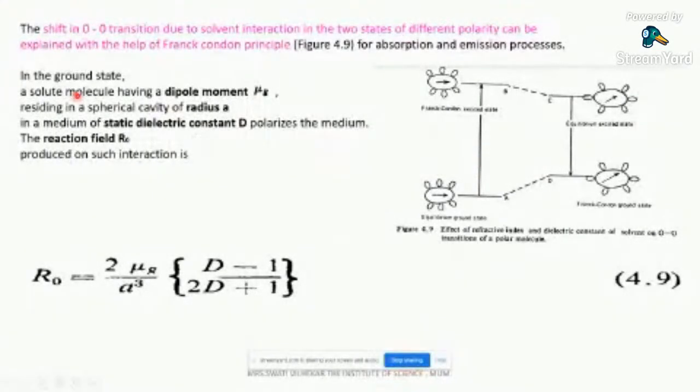So in the ground state, a solute molecule has a dipole moment of mu g. It is residing in a cavity of radius a in a medium of static dielectric constant D, and a reaction field R0 is produced by such interaction. That is the reaction field produced by the interaction of the solvent with the fluorophore, and it can be given as R0 equals 2 mu g upon a cubed, in brackets D minus 1, divided by 2D plus 1.